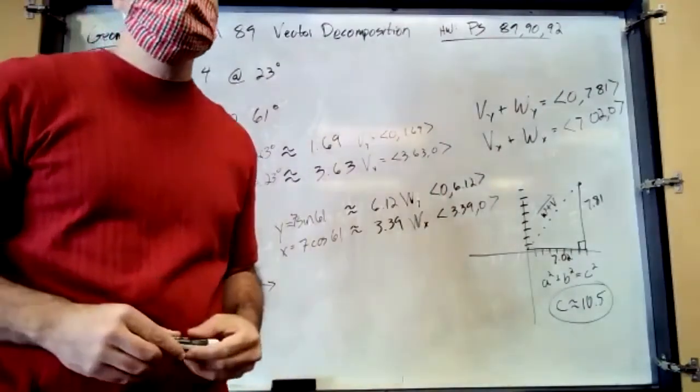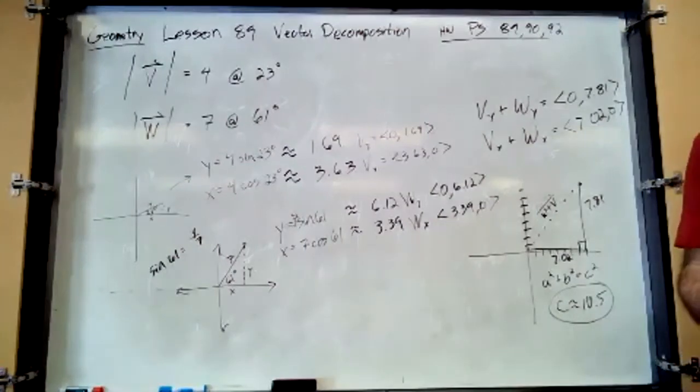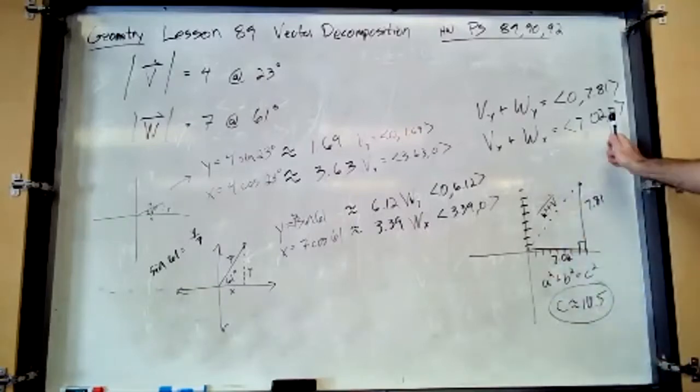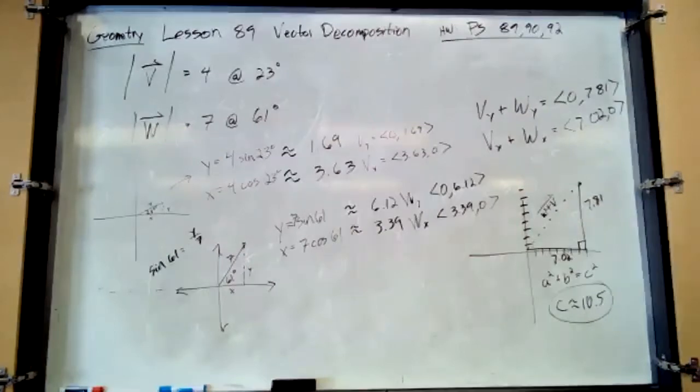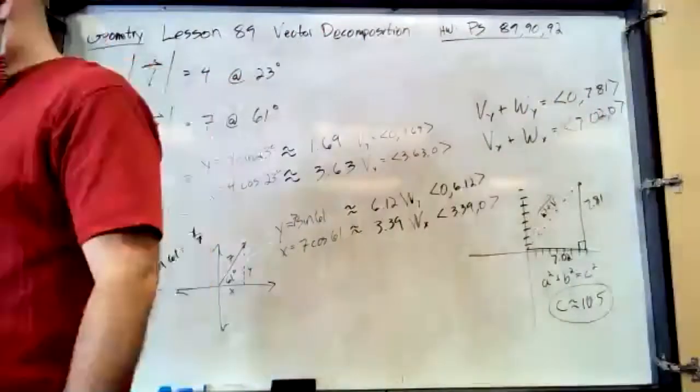Okay, so here's the deal. In order to add 2 vectors, you have to decompose them. So you have to find their x and y coordinates and then add the x and y coordinates together. And then once you do that, you have to Pythagorean the rest of it out to get the total magnitude.